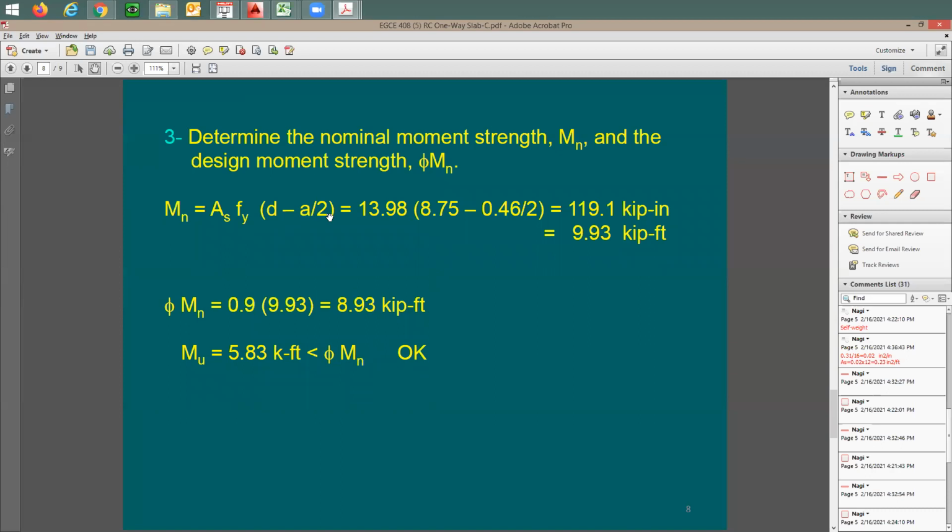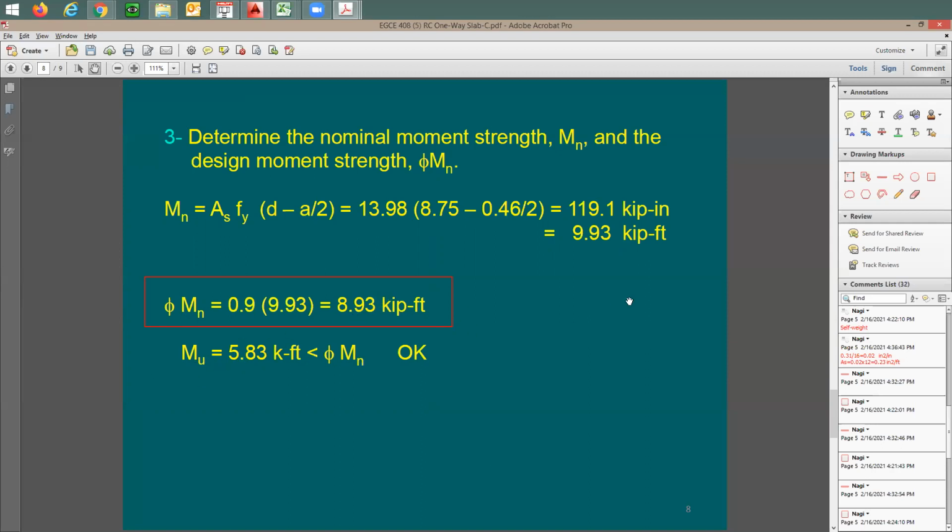Good. How about after this? Apply the phi factor. I'm going to have here 8.93 kip-foot. This is going to be the capacity that you guys have learned before and you know how to do it, right? So with that, I need to compare it with the demand. Your demand is equal to 5.83, now compared to 8.93. This is good, right? You have enough reinforcing here.